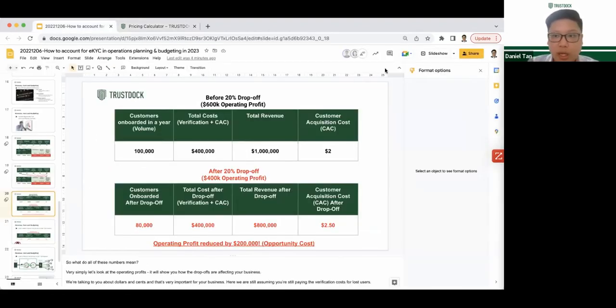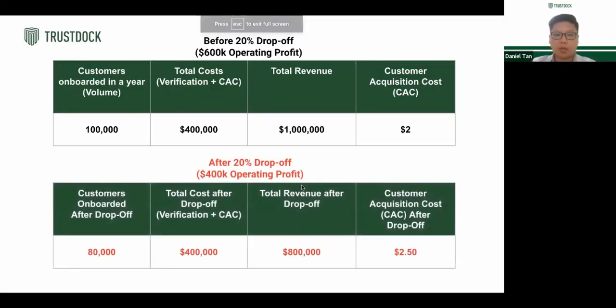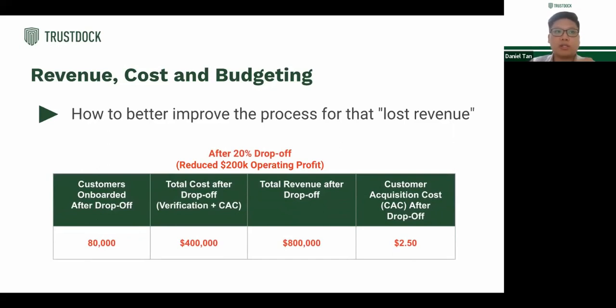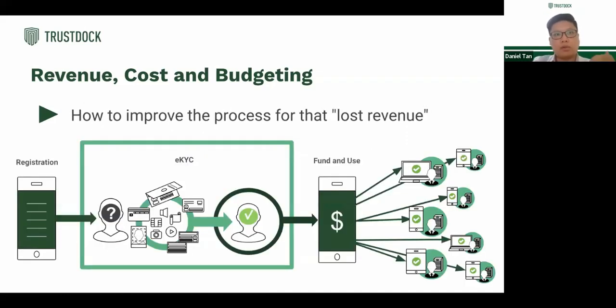So coming back to our slides here, we have mentioned already how $200,000 could have gone to your bank account. But the question is, how do I improve the process and how do I recover that amount? We already talked about the operational complexity of this, of how to make it better. But very simply, just to summarize, focus on drop off and conversion rates to realize that 20% operating profit.